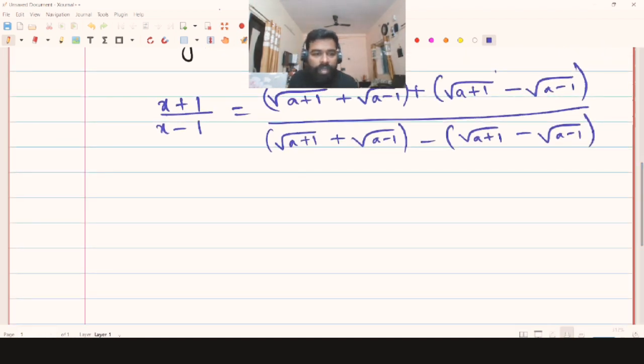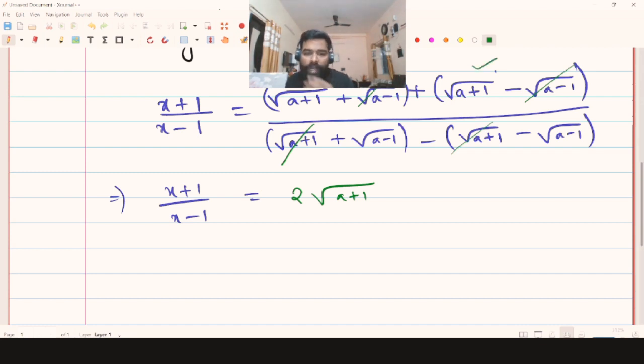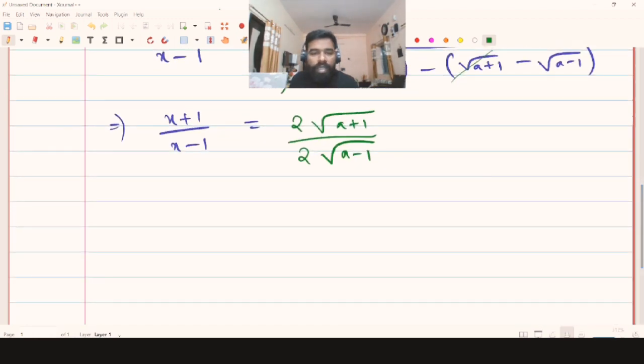Next, you will see that some of the terms on the right hand side get cancelled. This part and this part will be cancelled, and when you open the bracket you notice that this part will be cancelled. Finally in the numerator you have 2 times root under a plus 1, one time and the other time. Similarly the denominator also has this. Then you take 2 and cancel it. Now you have this.